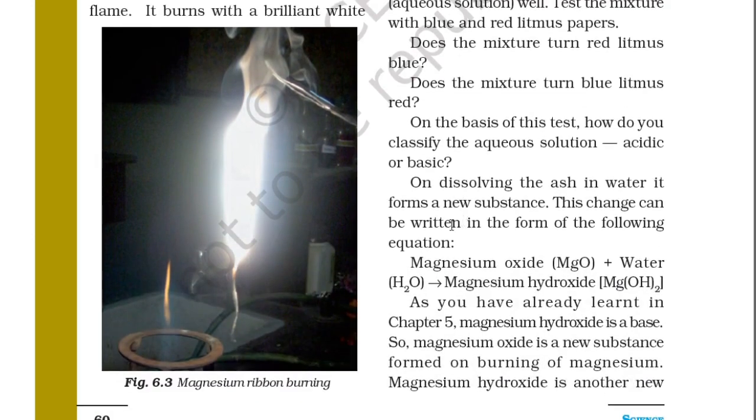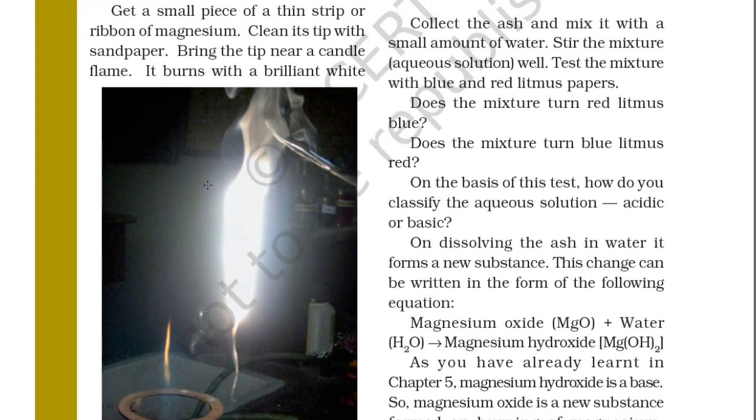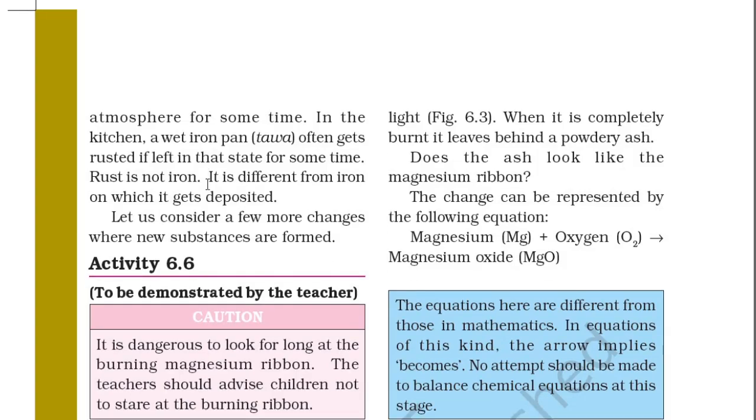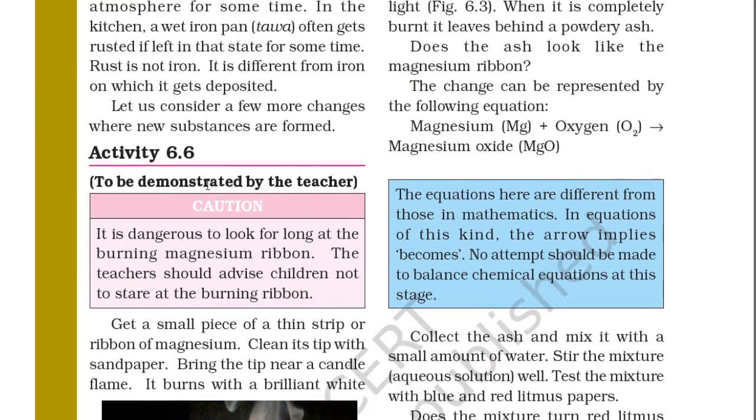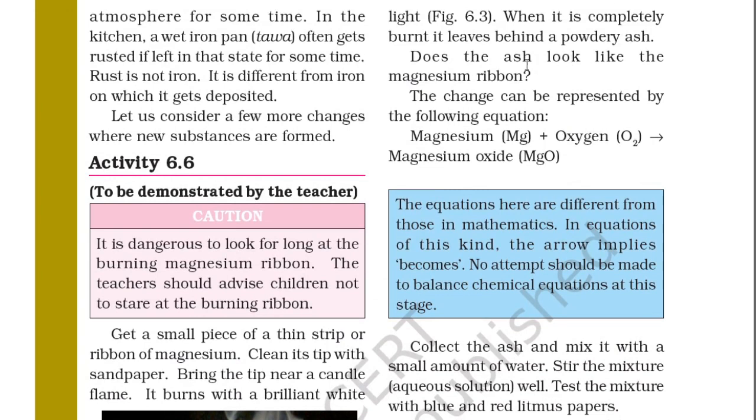So you can see here it is burning the ribbon of magnesium. It will give a bright light. When it is completely burnt, it leaves behind a powdery ash. Does the ash look like the magnesium ribbon? So when the whole ribbon is burnt, some white powdery ash will be there.